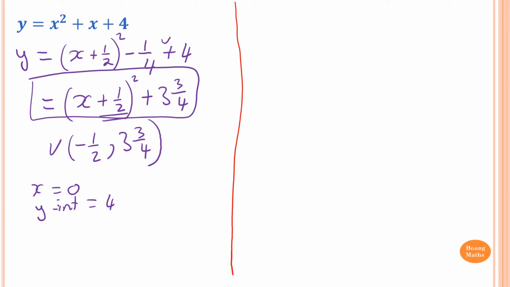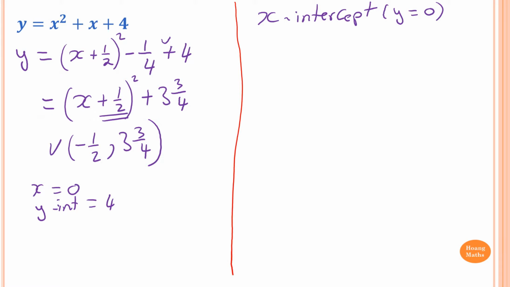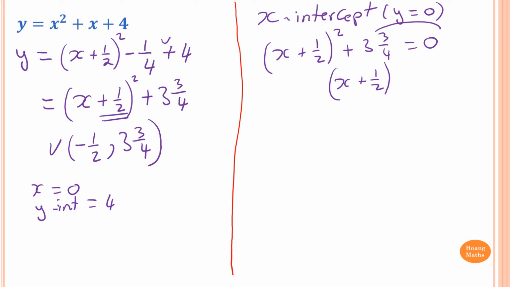Now, to find the x-intercept, I just write here x-intercept. That means when y is equal to 0. So when y equals 0, all I need to do is write this, because I already have this in perfect square form. So I just write this out, which is x plus a half all squared plus 3 3/4 is equal to 0. If I move this to this side, x plus a half all squared is equal to negative 3 3/4.